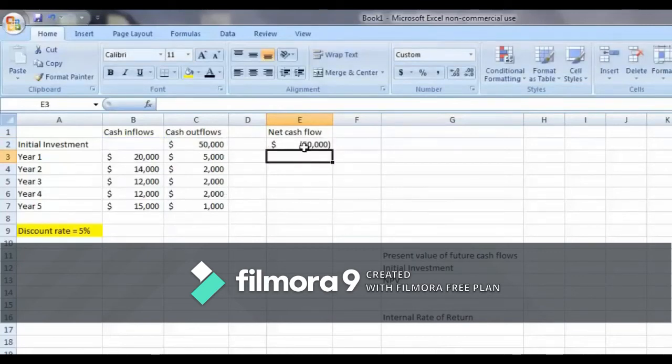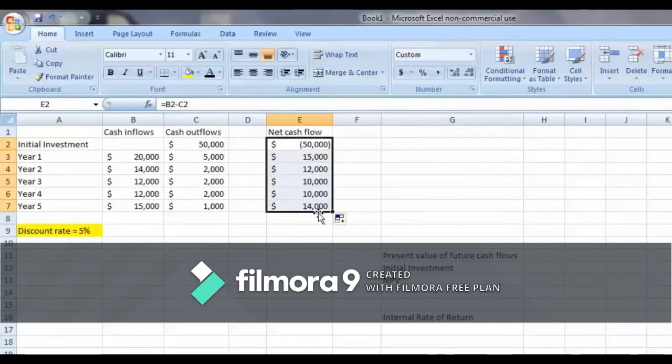As you can see, for the initial investment, that's a negative number because the initial investment represents an initial cash outlay and there's no offsetting cash inflows. We can drag that formula to the other time periods to calculate the net cash flows for those time periods. Once we have the net cash flows for all of the periods in the project's life, we can calculate the net present value.